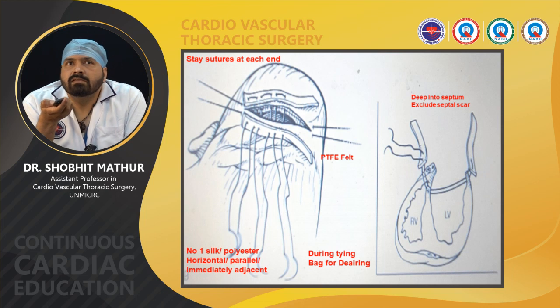A PTFE felt has to be used. In fact, two felts have to be used. In the classical technique, what we are doing is just simply excising the aneurysm and then doing a closure. For closure, we'll have to take stay sutures at each end, that can be silk stay sutures. A PTFE felt, two felts have to be placed on both the sides. Now classically in this technique, number one silk or polyester suture is used.